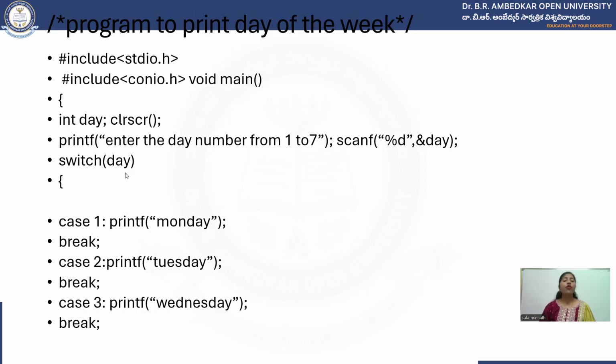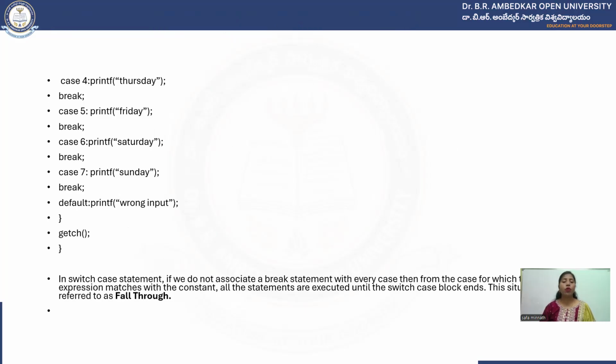Day means whichever day you are giving. If you give 1 or 2, the output depends on that. Case 1 means the output will be Monday, case 2 means Tuesday. So the day will be 1 to 7: 1 means Monday, 2 Tuesday, 3 Wednesday, 4 Thursday, 5 Friday, 6 Saturday, 7 Sunday. If you enter something other than 1 to 7, like 8 or 9, or 0, then by default it gives the wrong input message.